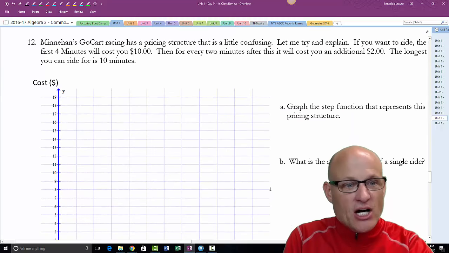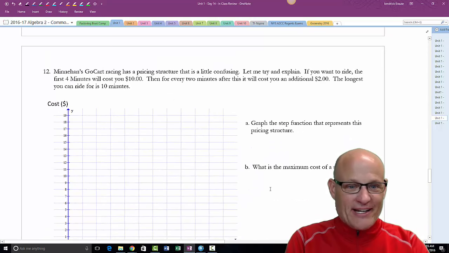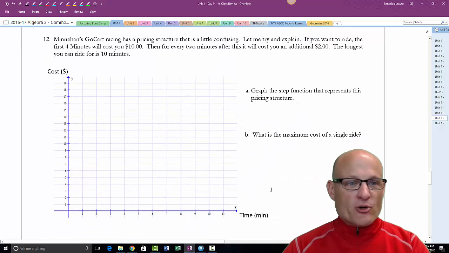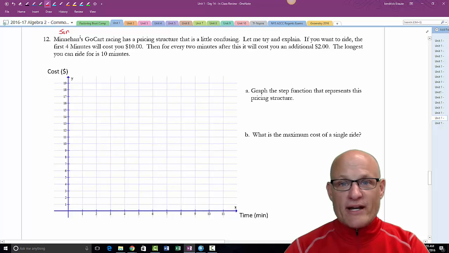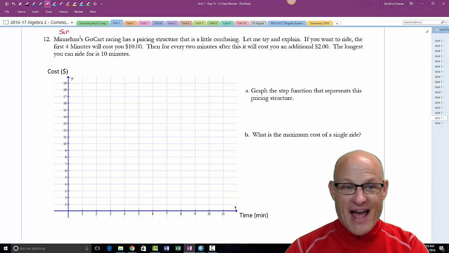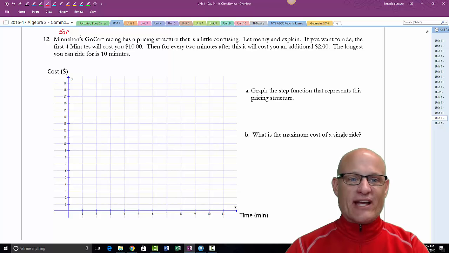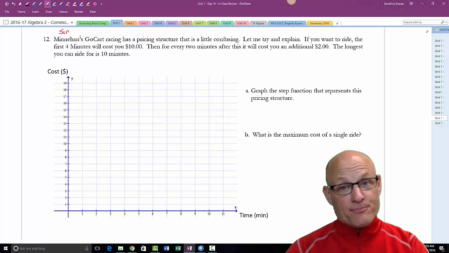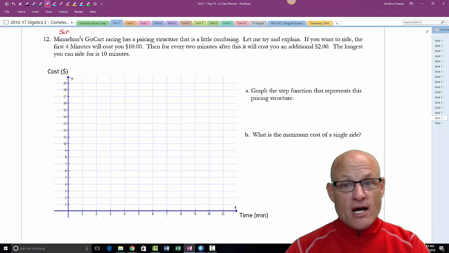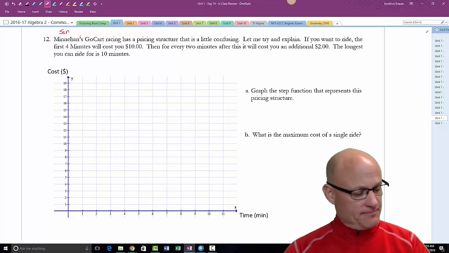So excited. Oh my God, lots of reading. All right, if you know Sam Minahan, anybody been to Minahan's go-kart racing? It's out there somewhere. I don't know where it is, but it's cool and it's fast. So Minahan's go-kart racing has a pricing structure that is a little confusing, much like Sam. Not gonna lie. Let me try to explain.